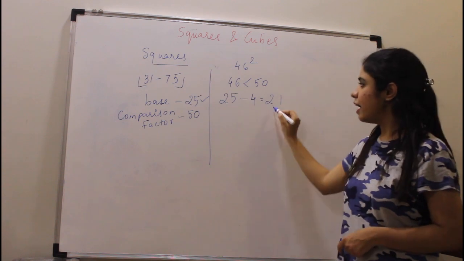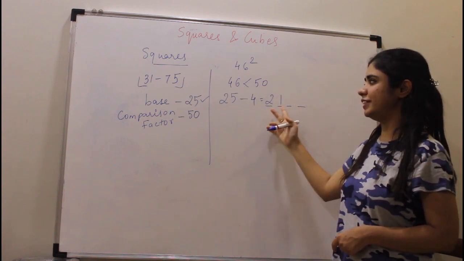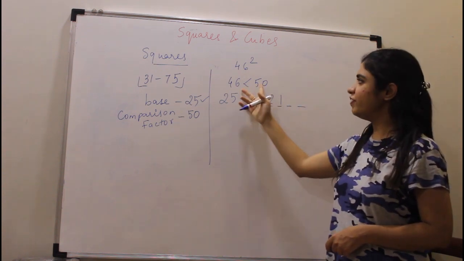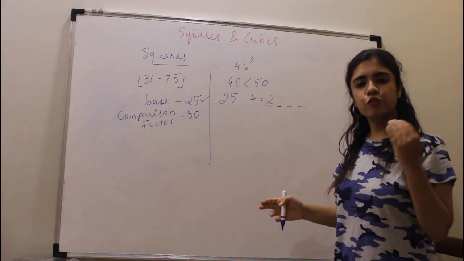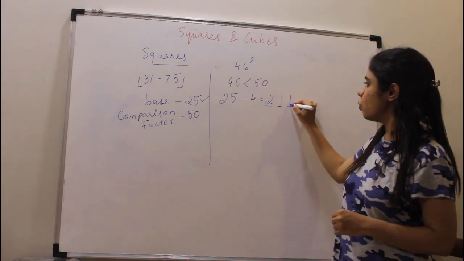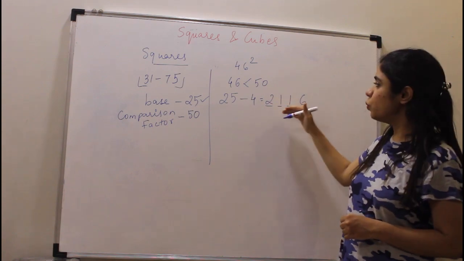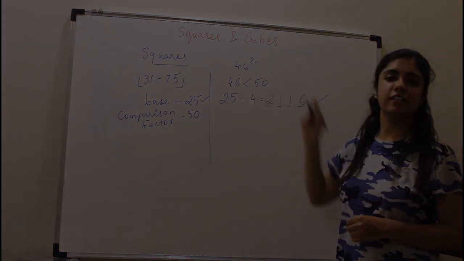Now these are the first two digits of 46 square. What was the difference? The difference was 4. What is 4 square? 4 square is 16. So 2116 is your 46 square.